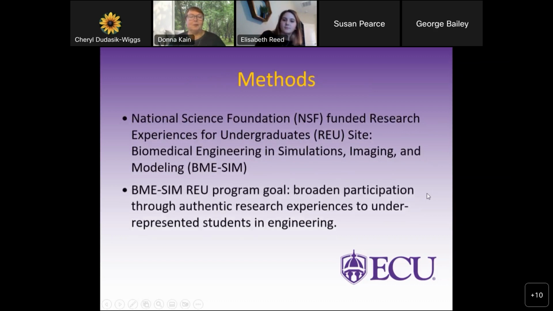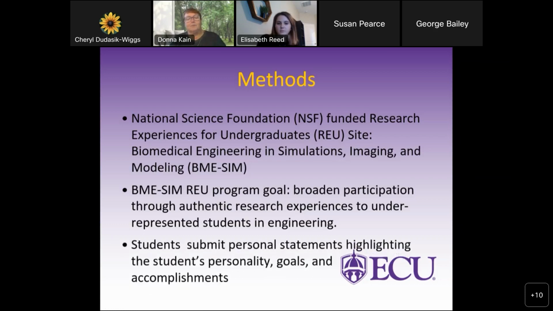So I'm going to talk a little bit about the methods that we used in looking at the writing that we were considering. First of all, we want to say that the National Science Foundation funded this research, and they also fund the research experience for these undergrads who were in the program. We were working with the biomedical engineering in simulations, imaging, and modeling site at ECU. The program goals were to broaden the participation of everybody who was in the program, no matter their gender, race, creed. They wanted a diverse group. And the idea was to give them authentic research experiences in engineering.